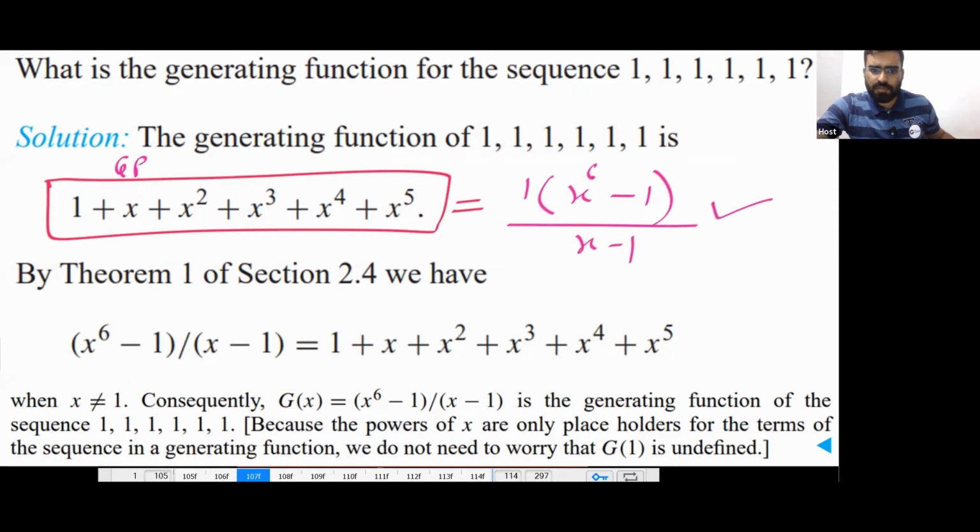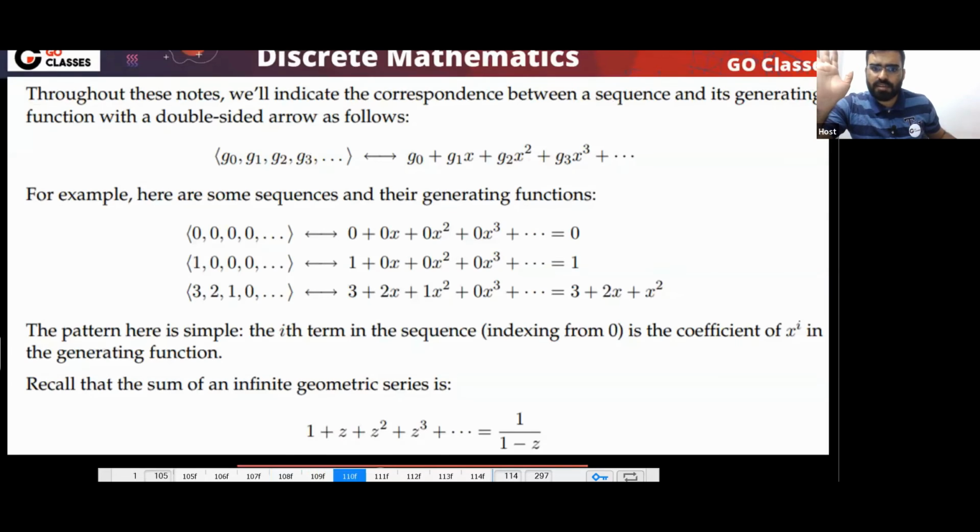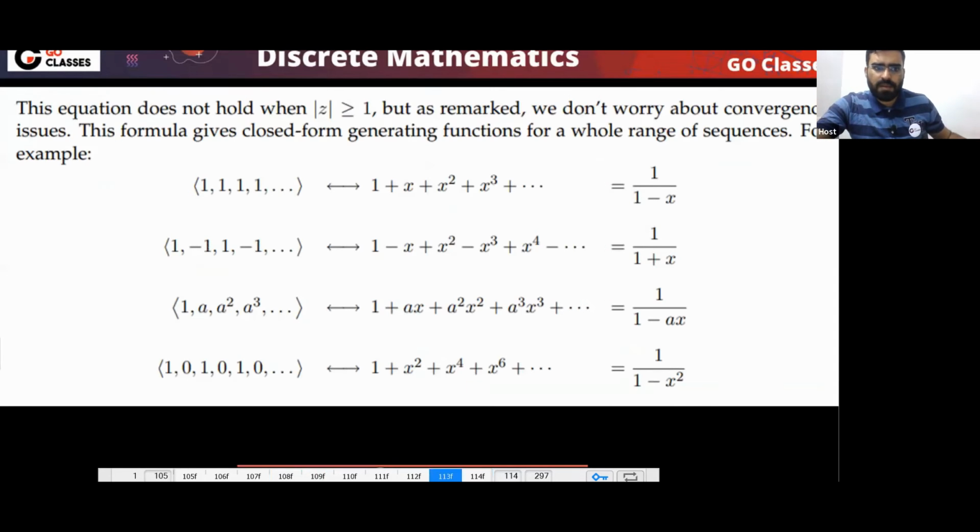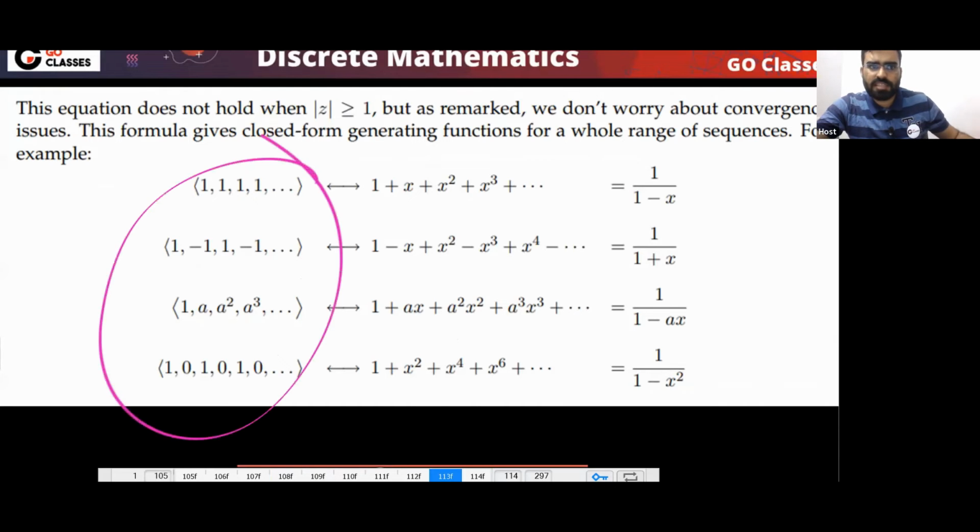Okay, very simple. Now remember one more thing. We don't care about convergence, because we are not interested in the value of x. We never put in the value of x. So that is the idea. Now let's move on. You can simply check the generating function for these series very easily.